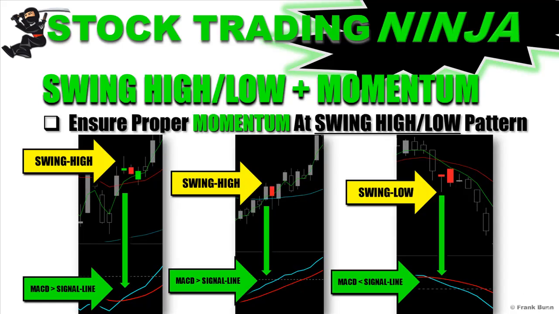To couple the swing high-low impulse pattern with momentum, ensure that momentum exists at the time the swing high-low pattern evolves. In the chart graphic on the left, we can see that the swing high pattern evolves with the MACD greater than the signal line. In the chart graphic in the middle, we see another swing high pattern where the MACD is already greater than the signal line at the time the pattern evolves. In the short example chart graphic on the right, we see a swing low pattern evolving and the MACD less than the signal line at the time of that swing low evolution.